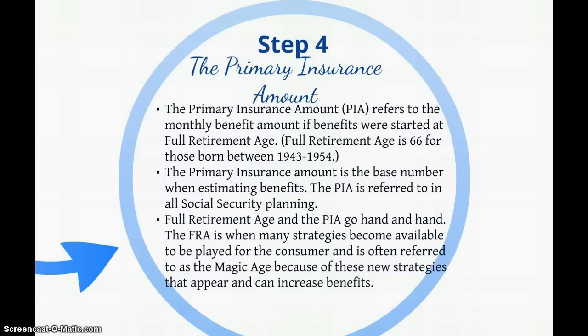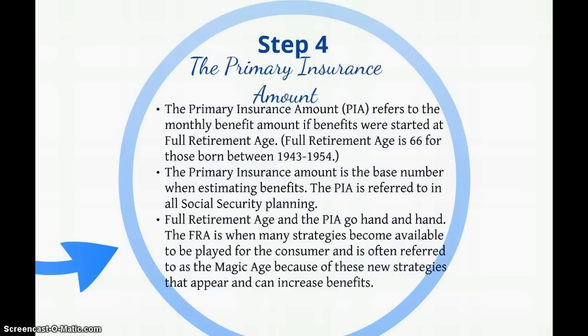Full retirement age is, for example, age 66 for someone born between 1943 and 1954. It's kind of the number in the middle of when you're able to take Social Security. So, for example, somebody born between 1943 and 1954 could take early benefits at age 62, or they could delay their benefits until age 70. But their full retirement age is right in the middle of that spectrum at age 66. And their full retirement age benefit amount, again, is called the primary insurance amount.